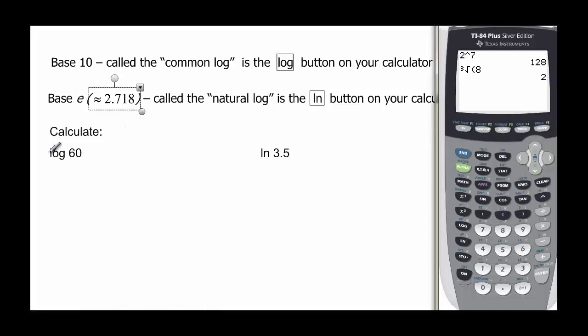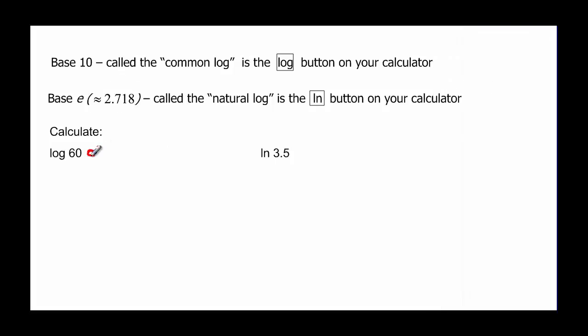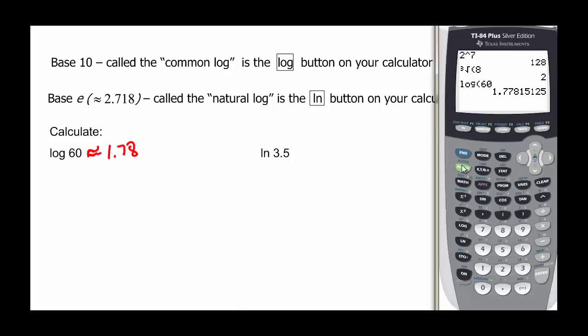And so we can just calculate these right from our calculator. Log 60. Notice there's no subscript down here because we know it's base 10. So just log in our calculator and then 60, and log 60 is approximately 1.78. And then we can do the same thing with the ln. Now the ln is below the log key, and it's ln 3.5, and we get 1.25 approximately.